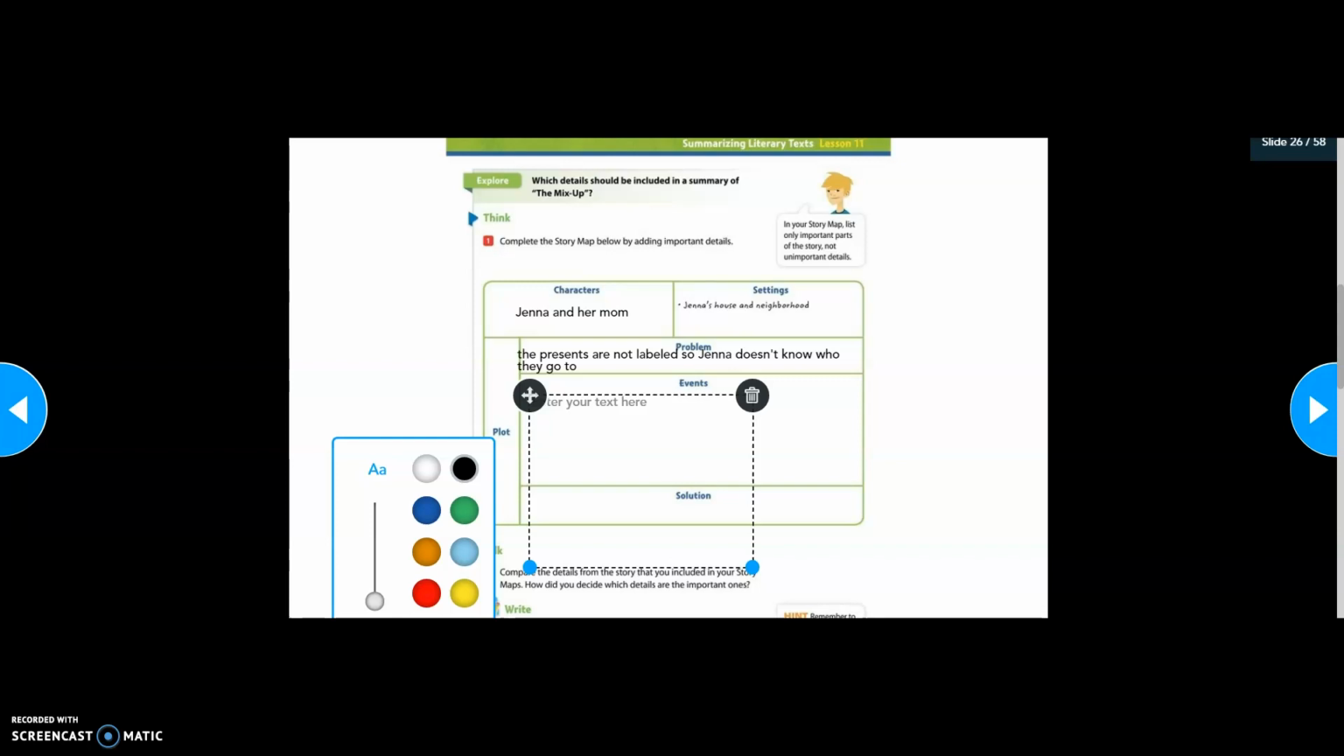Question 2 says, compare the details from the story that you included in your story maps. How did you decide which details are important ones? So that one you just have to talk about it. So start getting your brains flowing, put on your thinking caps and talk about why that could be, how those details are important. And then finally, your short response is to actually practice writing a short summary of the mix-up. Take all of those events that you utilize, make sure that you state who the character is, make sure that you include where the story is taking place, and then tell all of that in your own words and in the order that it happened. And you will have written a successful summary.